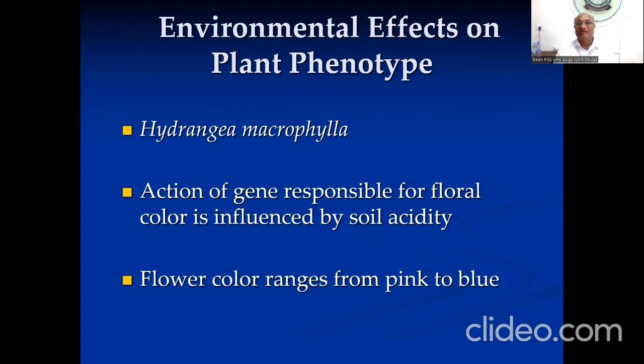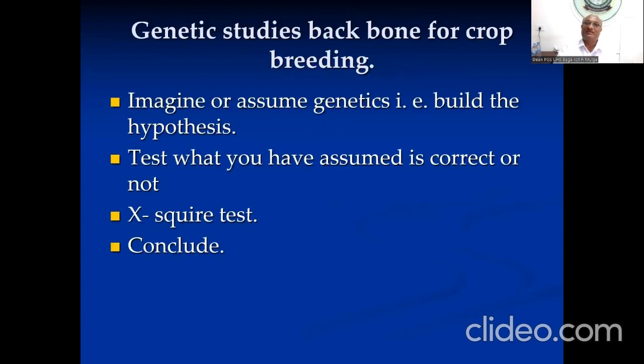The soil acidity, right? What kind of pH of the soil is there? The same genotype will behave differently. So that's the environment effect. This is a bigger effect, Hydrangea macrophylla. I'm just giving you the example here. Otherwise, we'll get there. Genetic studies are the backbone of crop breeding.